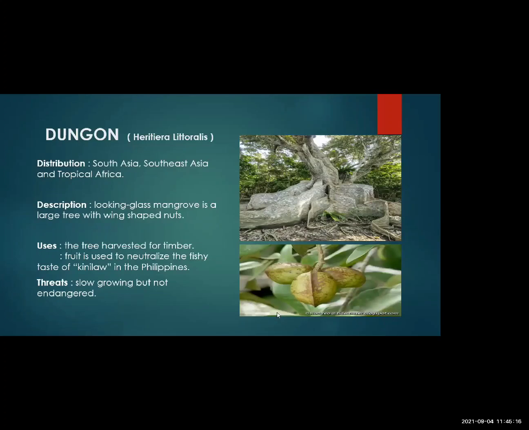Lastly, we have dungon, or Heritiera litoralis. For distribution, this species can be found in South Asia, Southeast Asia, and tropical Africa. Description.